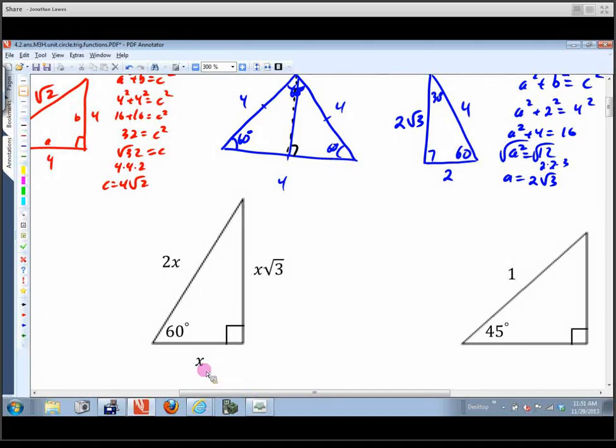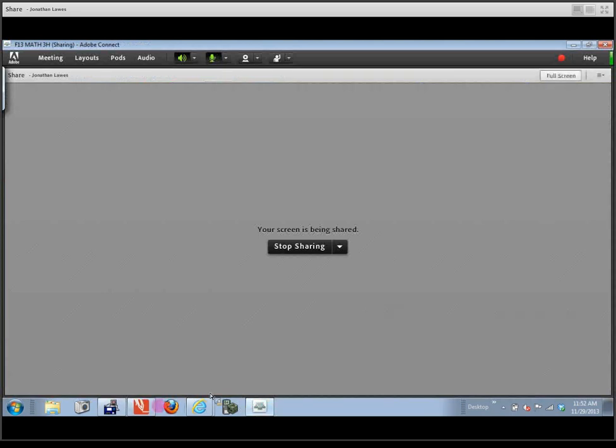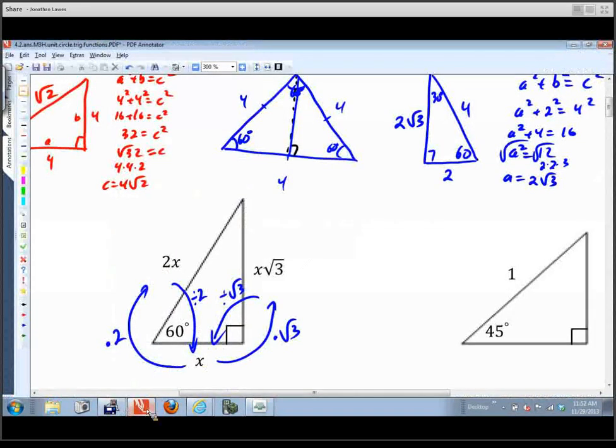Now you do need to remember that everything on a 30, 60, 90 goes through the short leg. If you've got the short leg, it's easy to figure out the rest of it. So to go from the short leg to the hypotenuse, we're going to times by 2. We're just going to double it, just like right here. 2 times 2 would be 4. If we wanted to go from the hypotenuse to a leg, we're going to divide by 2. Now, to go from the short leg to the long leg, we're going to times by radical 3, and it should make sense that if we're going from the long leg to the short leg, we're going to divide by radical 3. Okay? So that's a little bit about special right triangles, 30, 60, 90s and 45, 45, 90s.